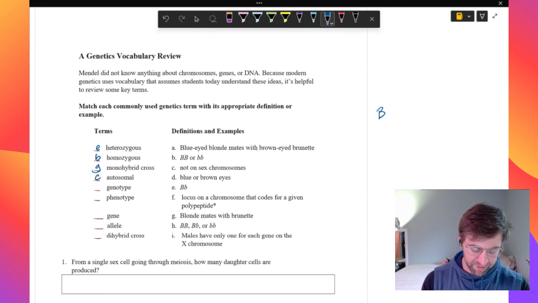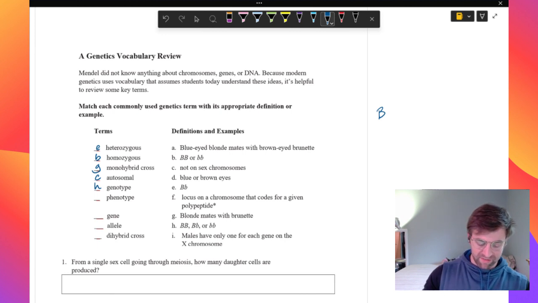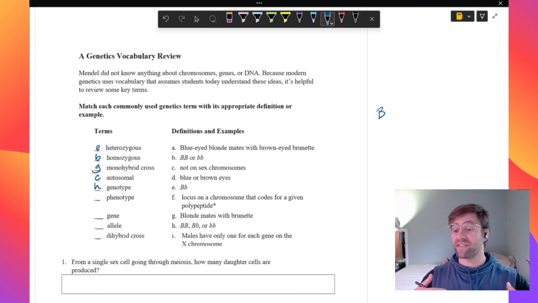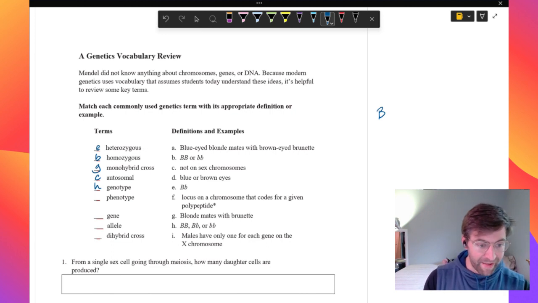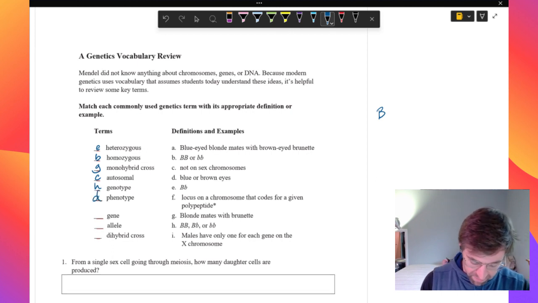So, genotype. I like this. So your genotype is going to be exactly the alleles we've been describing: big B with little b, or little b with little b. This is H. Genotype is the gene that exists, not necessarily the trait that is expressed. Right? That would be phenotype. Phenotype is what gets expressed. So blue or brown eyes is our example in this one.